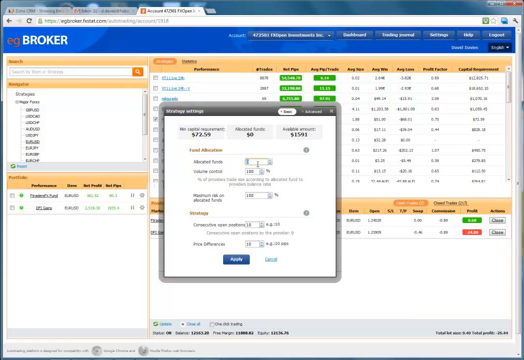So if we allocated 1,500, we'll see instantly the change in the figures under allocated funds and available amount to reflect that selection just made. The maximum risk on allocated funds is the maximum percentage you are happy and comfortable risking by following this trader.